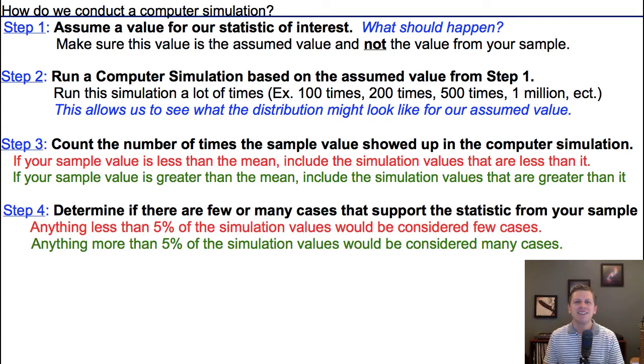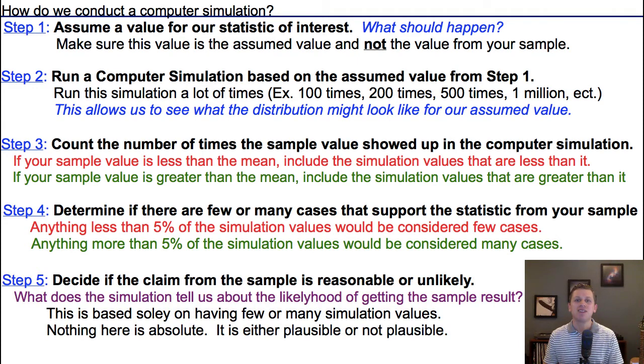In step 4, we want to determine if this happened a lot of times or a few times. In step 3, we counted how many times it happened, and now we want to get a percentage. How many times did it happen out of how many simulations, be it 100 simulations or 200 simulations? Anything less than 5%, we'll consider that it didn't happen a lot or as few times, and anything more than 5%, we'll consider that it happened a lot. In step 5, we'll decide if the claim from the sample is reasonable or unlikely. This is not a gut feeling, and it's based solely on having many cases or few cases. Remember that many cases is anything above 5%, and few cases is anything under 5%.